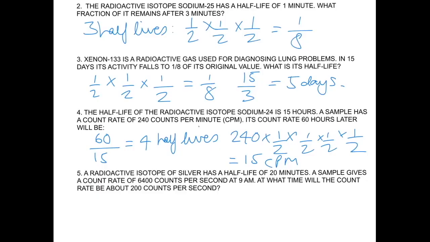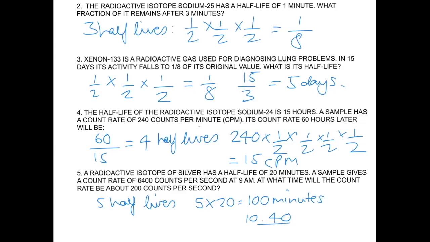And actually what I found here is that it has taken 5 half-lives in order to get to 200 counts. So all I did was times 6,400 by a half 5 times, and I got to 200. So like I said, that means 5 half-lives have occurred, and each half-life took 20 minutes, so therefore 5 half-lives takes 100 minutes. So all you need to do now is work out what 100 minutes past 9 o'clock is, and remember there's 60 minutes an hour, so that brings us up to 10:40. That one was quite hard, but you can work it out.